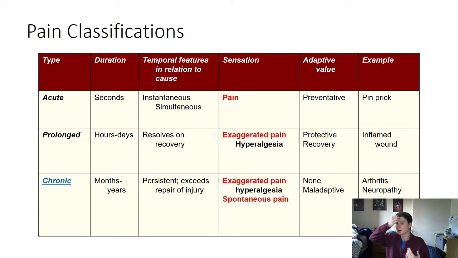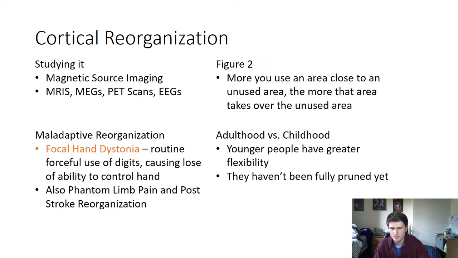Chronic pain is stuff that happens with arthritis and neuropathy, and there's a lot of different diseases that can cause chronic pain. Chronic pain persists for months and years, and you can feel basically joint pain, or pain whenever you move, or pain when not moving at all. You just get kind of spontaneous pain that doesn't have any rhyme or reason, and that's not good. It's maladaptive.